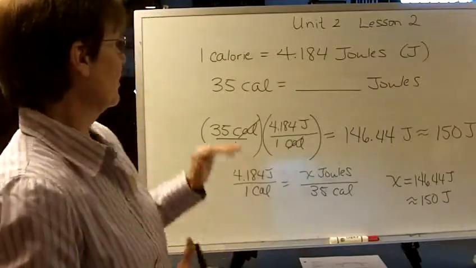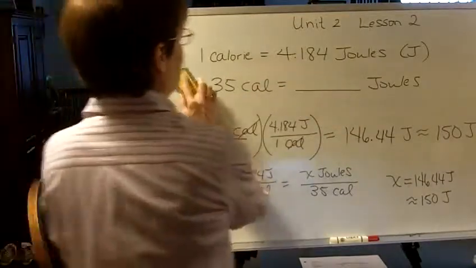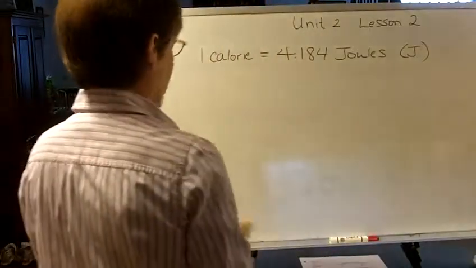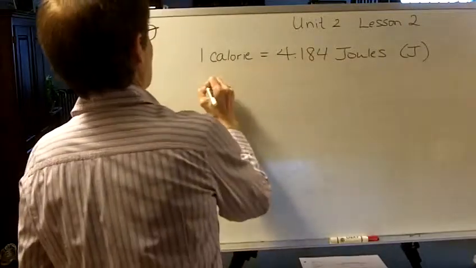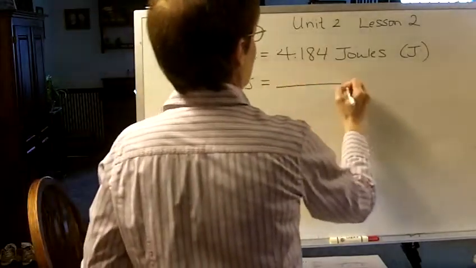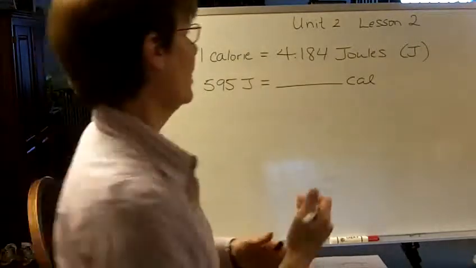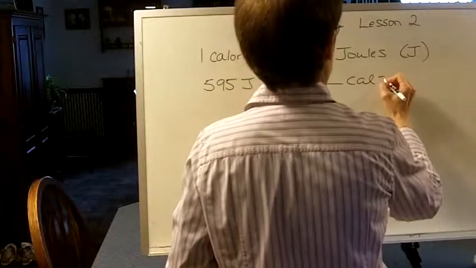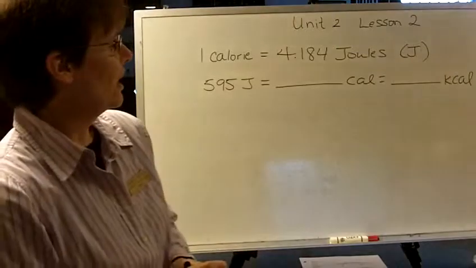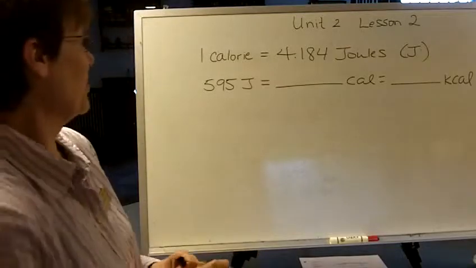So that is an example of getting from calories to joules. So let's try another example where we go the other way. And let's say that we're given 595 joules, and we want to know how many calories is that. And maybe while we're at it, let's review changing calories into kilocalories. So we'll say equals how many kilocalories. All right, so we're going to set this up using my method first, and then we can use the ratio method just so that you see both of them.